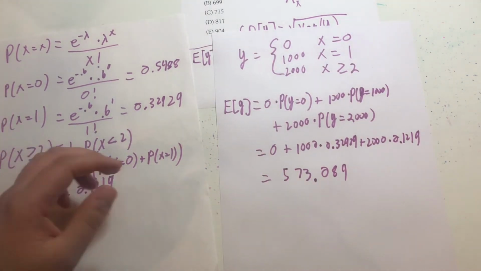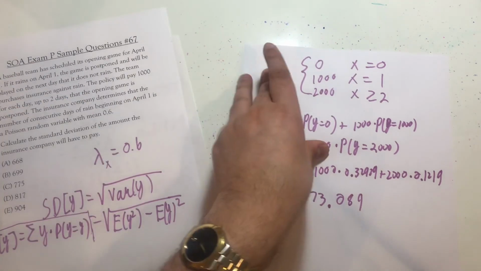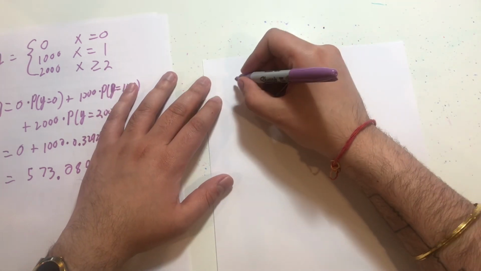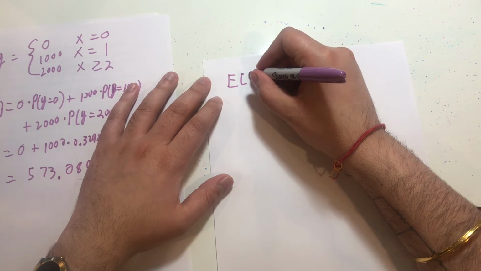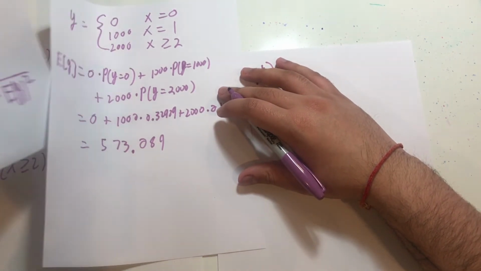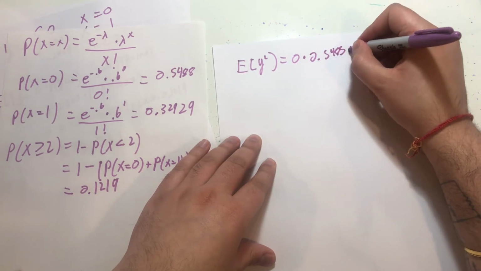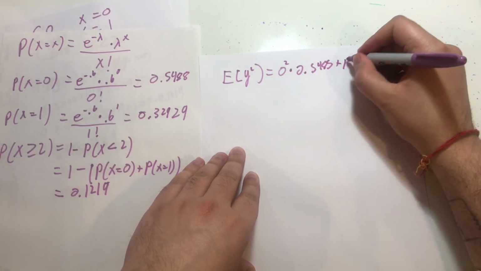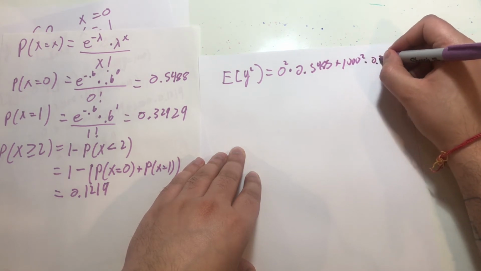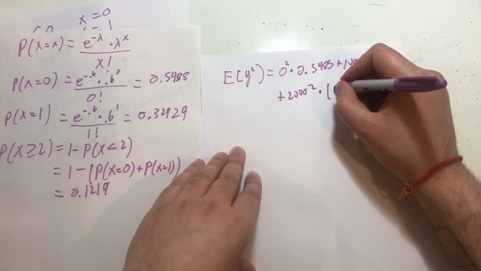And lastly, we're going to need to calculate the expected value of y squared. There we go. I know this seems like a long problem. It is. I'm just trying to be thorough. So, the expected value of y squared, just to go a little faster, is 0 times that probability, which was written right here, 0.5488, plus 0 squared, plus 1,000 squared, multiplied by that same probability of 0.32929 plus 2,000 squared, multiplied by the probability of 0.1219.